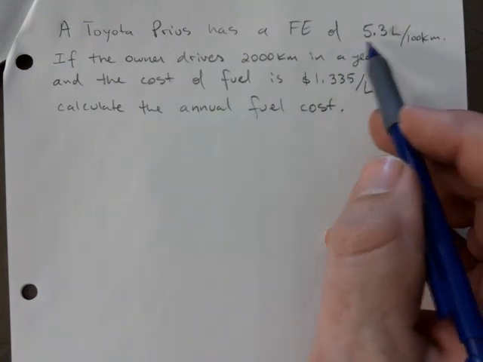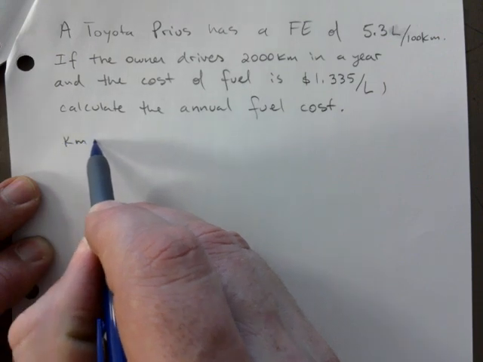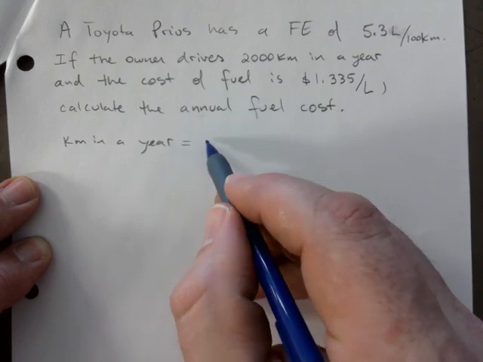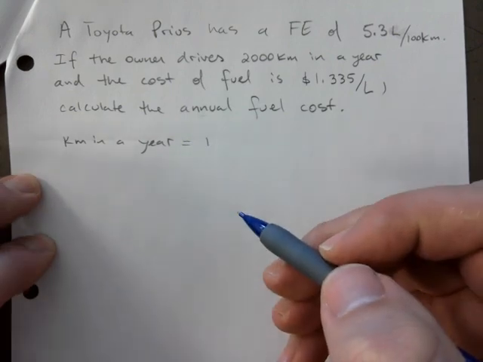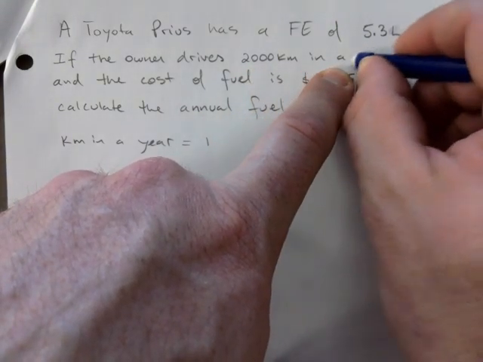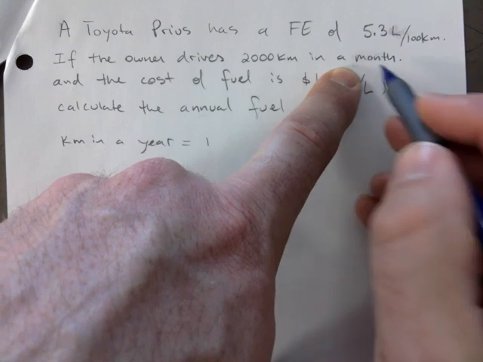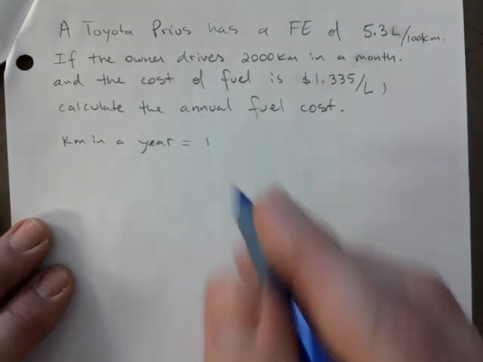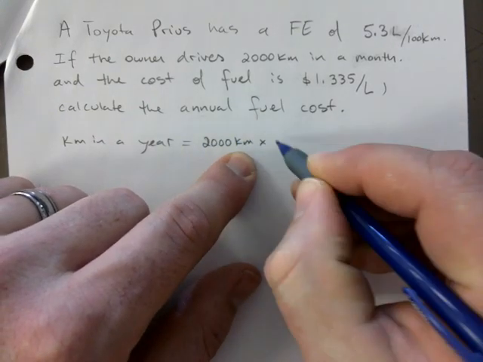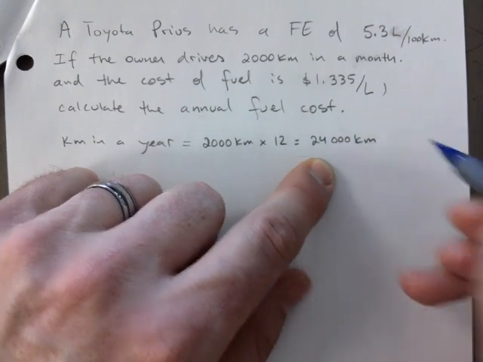So fuel economy is already given. You're not calculating it. So what I'm going to do is kilometers in a year, because it says annual fuel cost. Kilometers in a year would be, oh, sorry guys, can we change this? 2,000 kilometers in a month. That's just to make it a bit more interesting, because I changed that to a month. Yeah, sorry about that. So kilometers in a year would be 2,000 kilometers times 12, right? That'd be 24,000 kilometers driven in a year.